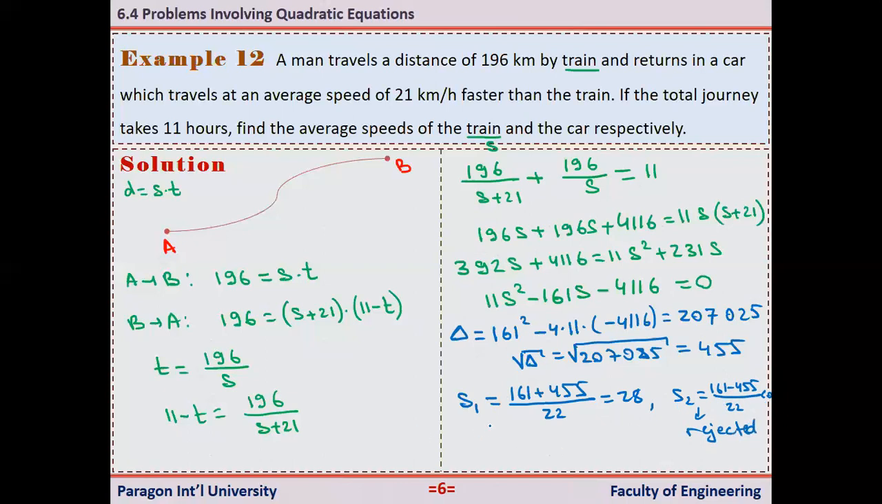So the answer: speed of the train equals 28 kilometers per hour, and the speed of the car is s plus 21. So 28 plus 21 is 49 kilometers per hour, average speeds.